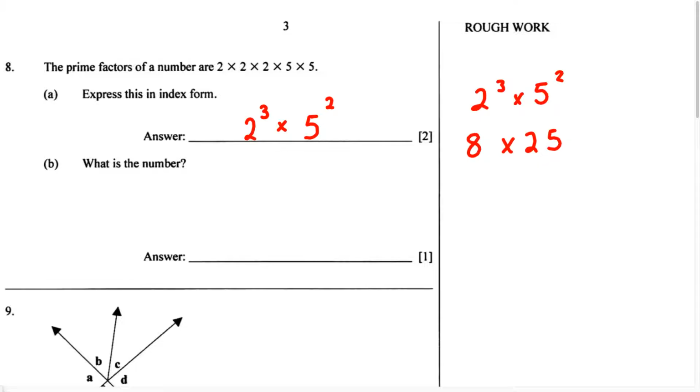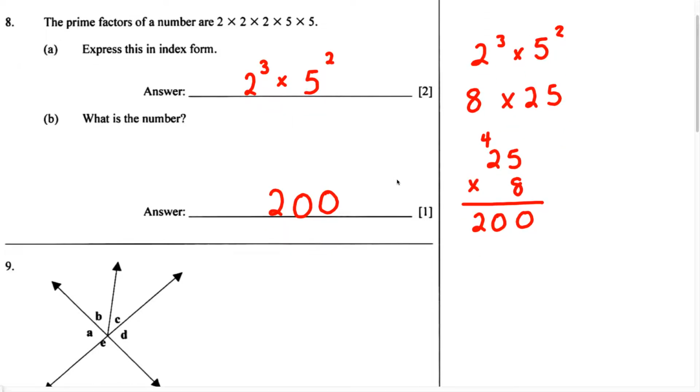Now we're going to have to multiply this. We can set the problem up to look like this. We can say 25 multiplied by 8. 8 times 5 is going to give us 40. We're going to write 0 and carry the 4. Now we have 8 times 2. That's going to give us 16. 16 plus 4 is going to give us 20. We're just going to write 20. Therefore, we can say 2 to the power of 3 multiplied by 5 to the power of 2 is going to give us the number 200.